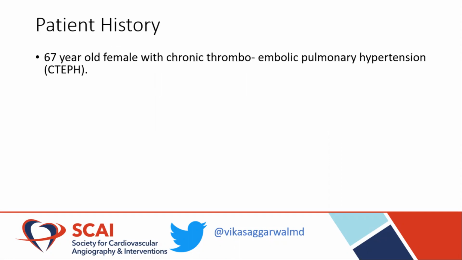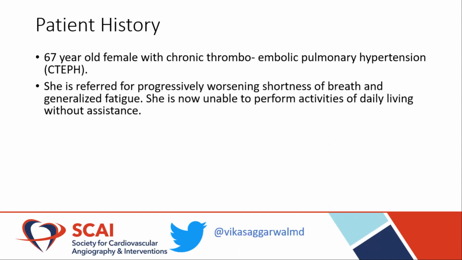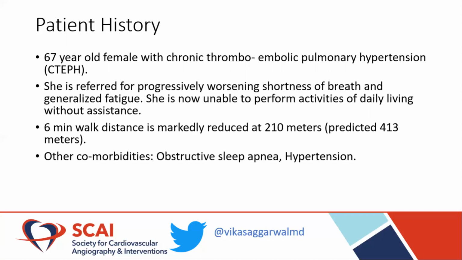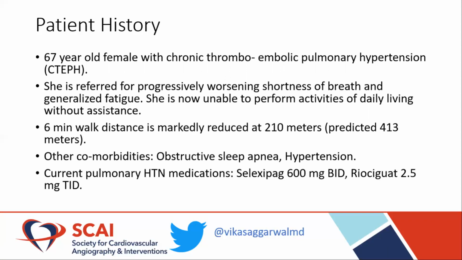Our patient today is a 67-year-old female who has chronic thromboembolic pulmonary hypertension. She was referred to us for progressively worsening shortness of breath and generalized fatigue. She's now unable to perform activities of daily living without assistance. Her 6-minute walk distance is markedly reduced at 210 meters. Her other comorbidities only include obstructive sleep apnea and hypertension. She's currently taking Selexipag and Riociguat for pulmonary hypertension therapies.